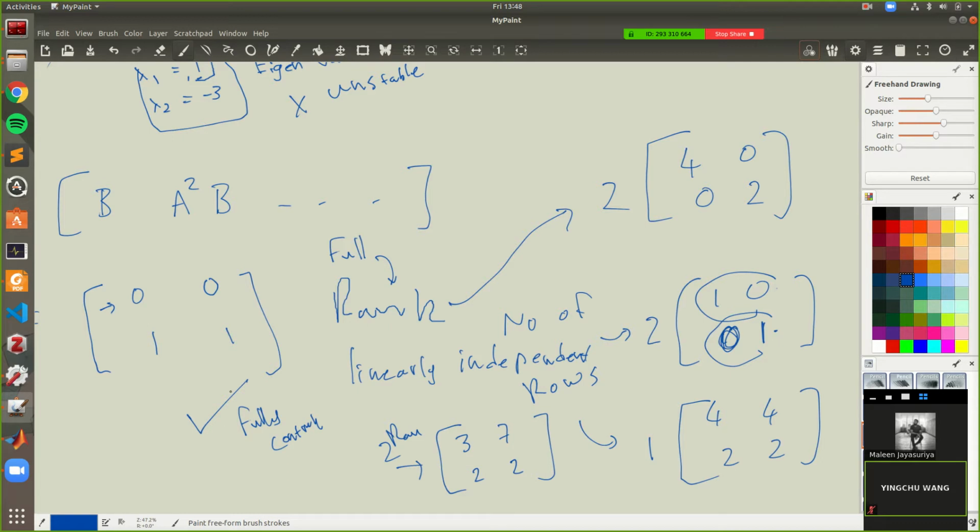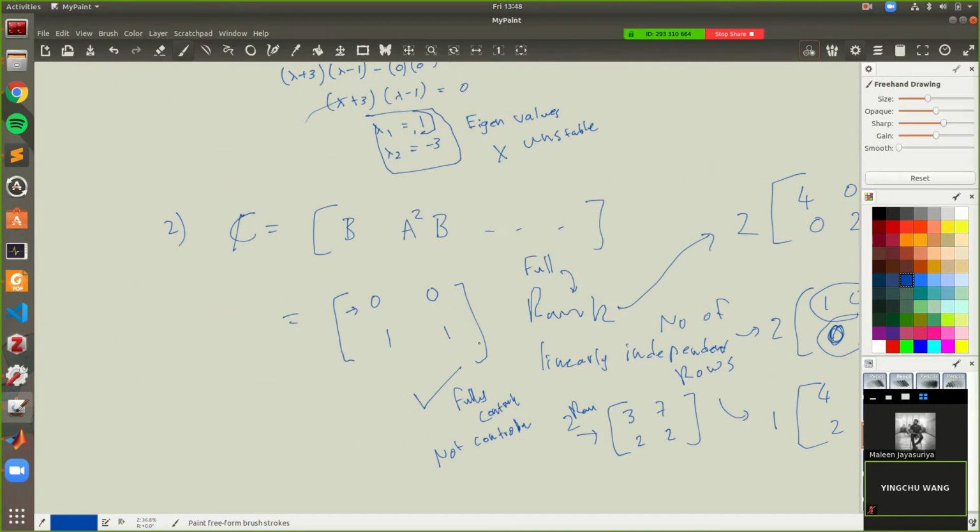If it's not full rank, it's not controllable. So in this example, what is the rank of this system? It's 1. So this system is not controllable. The answer to question number 2 is that it's not controllable.